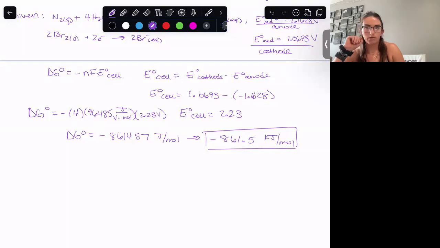Yes, more positive, because you want it to be cathode minus anode. So you want a positive reduction potential.